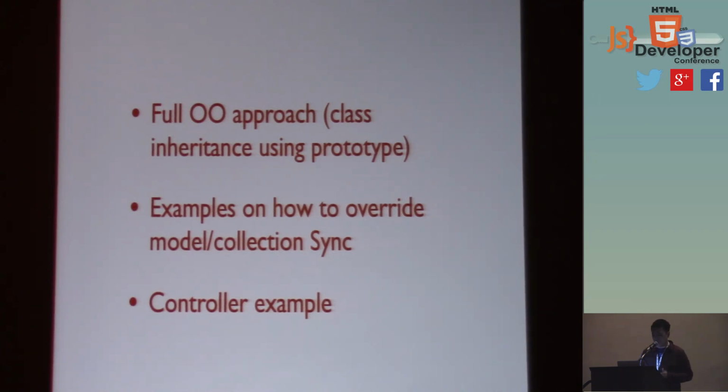Right, and some miscellaneous stuff about this approach. Throughout the code, we use a full OO approach with prototypal inheritance whenever possible. And we also have examples on how to override your model and the collection's sync. Sync is the less understood idea of Backbone collections and models. Backbone assumes you are always using a RESTful API, which is create, update, put, delete.